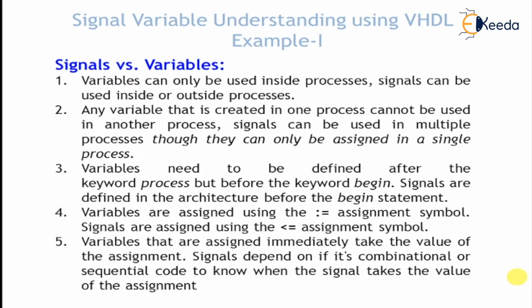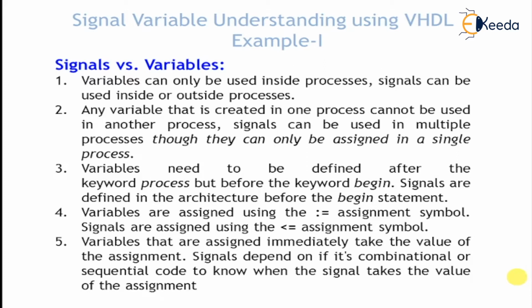Please remember, a variable is local to that process only, but the signal can be used throughout the different processes or throughout the architecture. A variable needs to be defined after the keyword process but before the keyword begin. So usually the variable declaration part is after the process and before the begin keyword. Signals are defined in the architecture before the begin statement. So signals are declared in the architecture declarative area and variables are declared in the process declarative area.